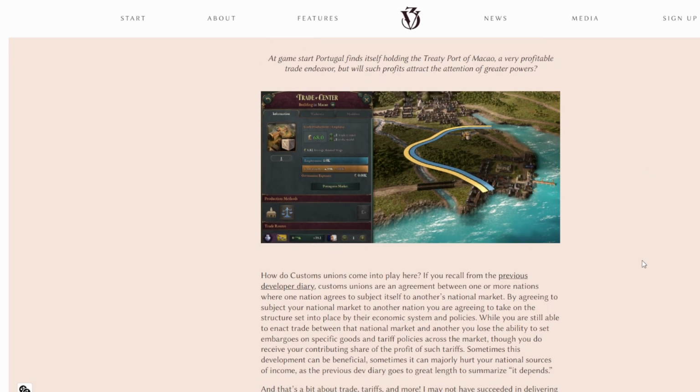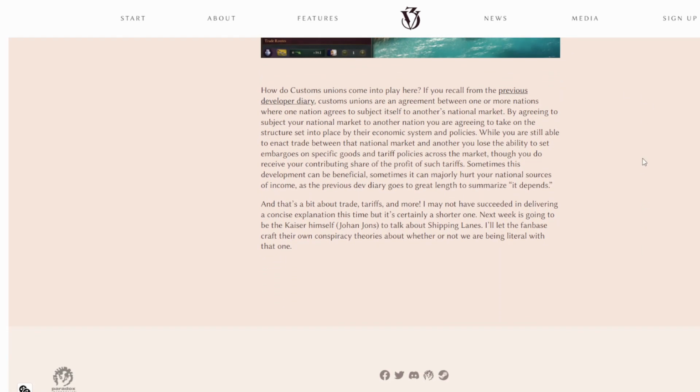Yeah, could make sense. So how do customs unions come into play here? If you recall from the previous developer diary, customs unions are an agreement between one or more nations where one nation agrees to subject itself to another's national market. By agreeing to subject your national market to another nation, you're agreeing to take on the structure set in place by their economic system and policies.